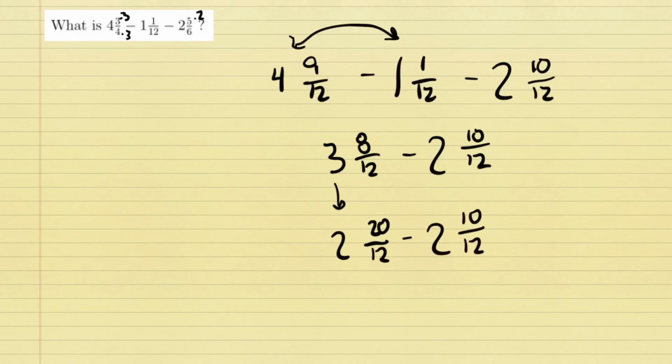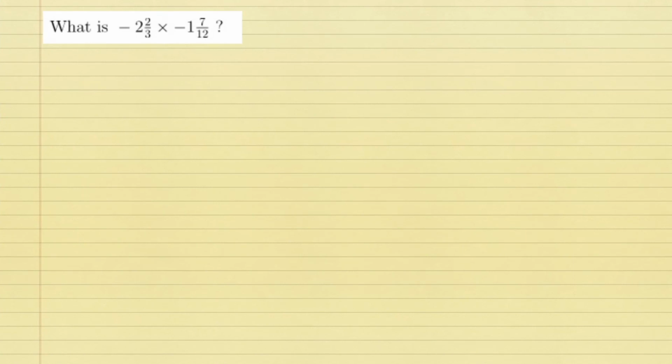Let's subtract these. So I should get 0 out front, but I should get 20 minus 10, which is 10 twelfths. And there's your final answer. It says 10 twelfths with the 0 in front of it, technically. Okay, we got 2 problems left here.